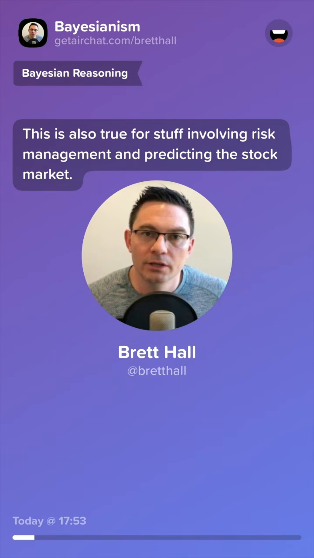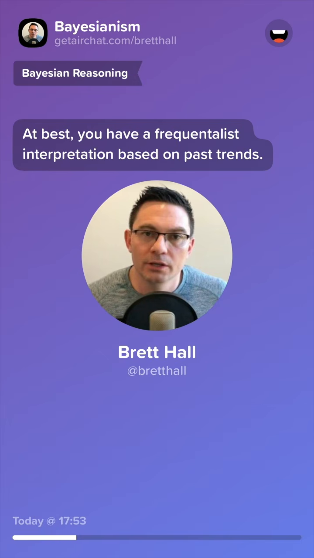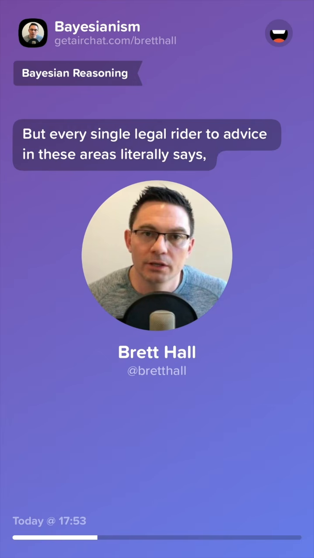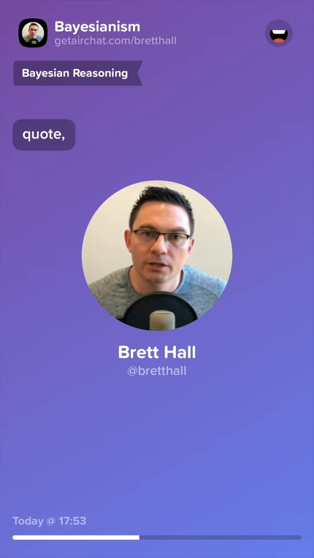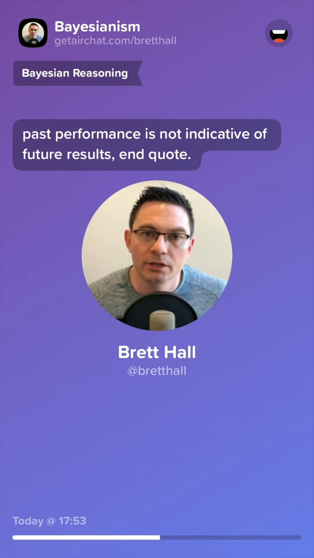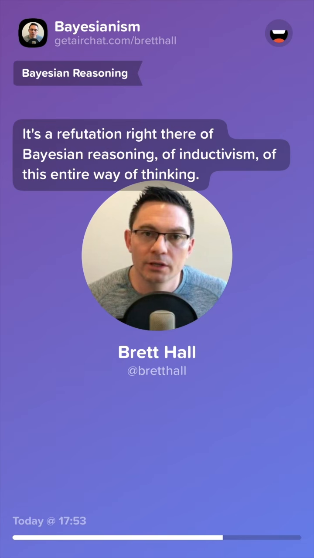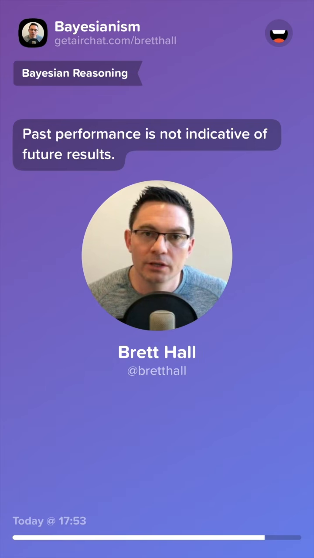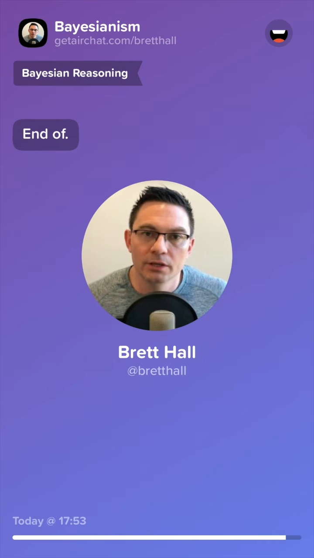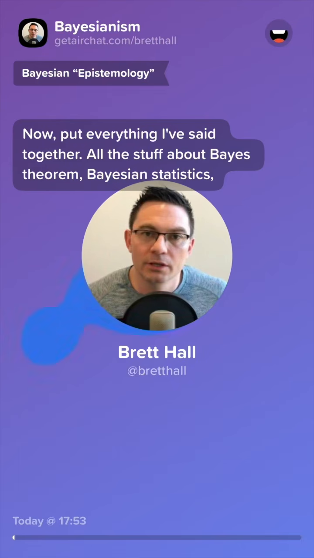This is also true for stuff involving risk management and predicting the stock market. At best, you have a frequentist interpretation based on past trends. But every single legal rider to advice in these areas literally says, quote, past performance is not indicative of future results, end quote. The legal system, for once, actually gets this stuff correct. It's a refutation right there of Bayesian reasoning, of inductivism, of this entire way of thinking. Past performance is not indicative of future results. End of.